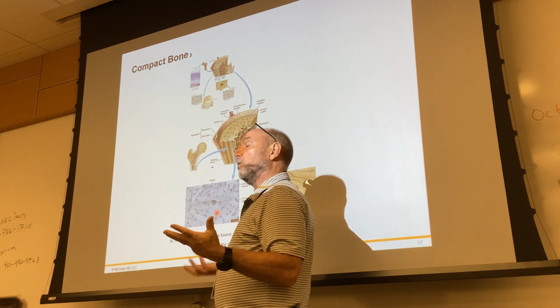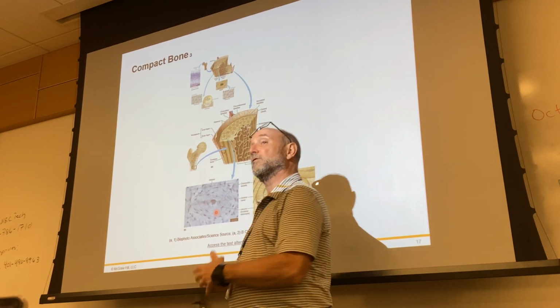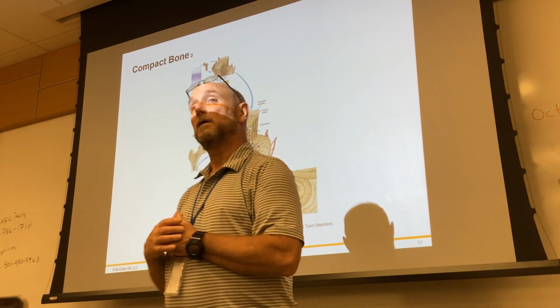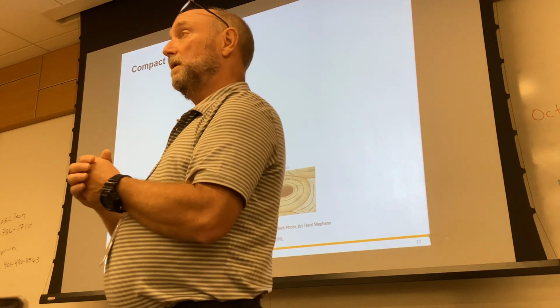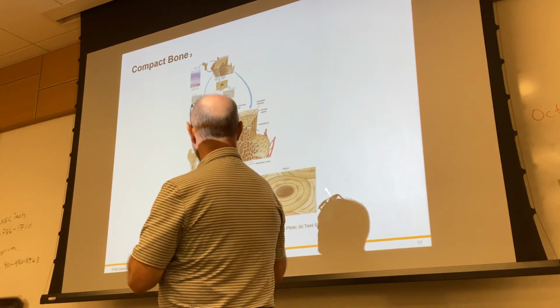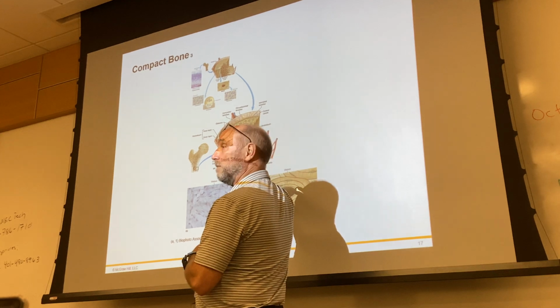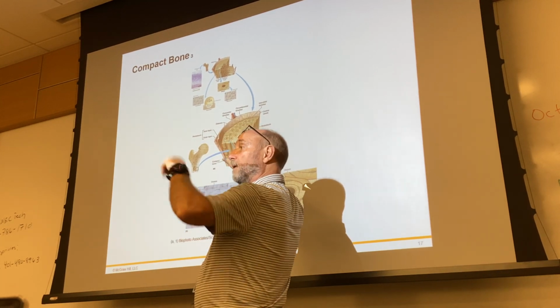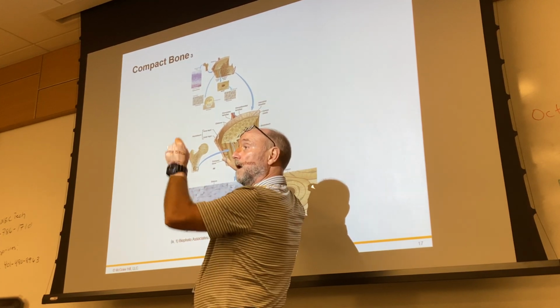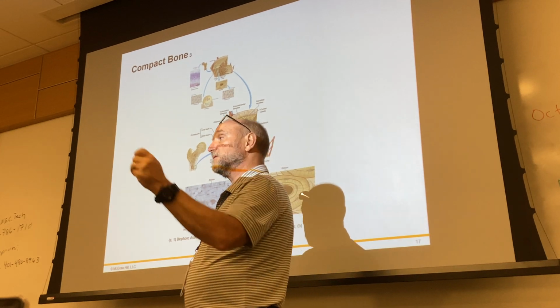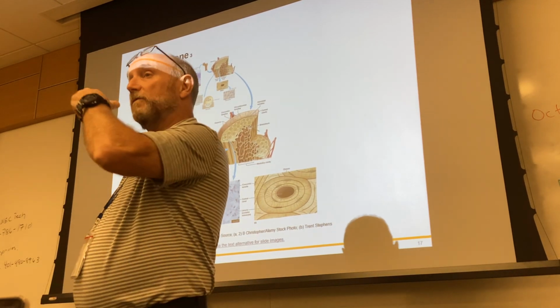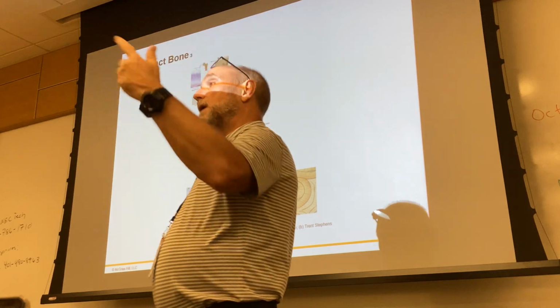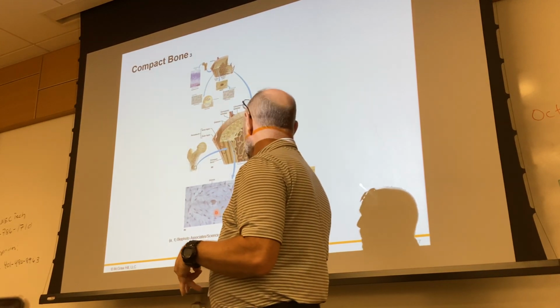Now, what bone cell is going to be responsible for making the medullary cavity? Osteoclast. Right. What bone cell is going to be responsible for making the spaces here for these trabeculae? The osteoclasts. What bone cell is going to be responsible for making new trabeculae? Osteoblasts. What cells are going to be responsible for maintaining those trabeculae? Osteocytes. Okay.